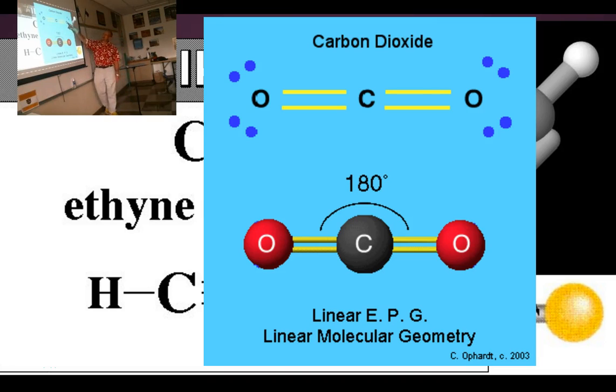If you looked at the oxygens, though, the oxygen has this region of electronegativity, the double bond, and then it has two other unbound pairs of electrons. So the oxygen there is trigonal planar, right? The oxygen has three things around it, but the central carbon is linear. So you can see how a molecule can have multiple geometries depending on which atom you're going to look at.